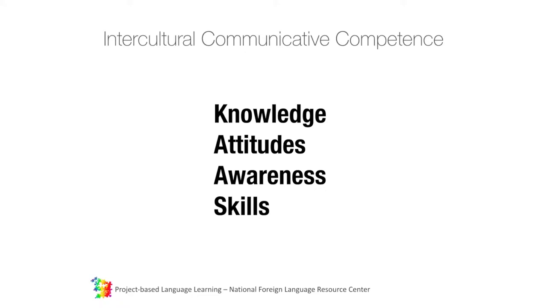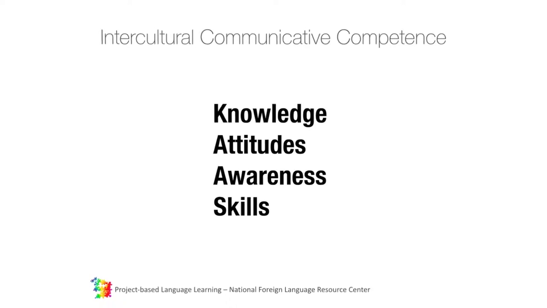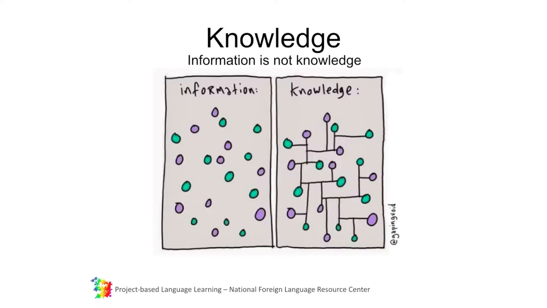Let's consider them briefly. Learning cultural facts or acquiring information about the target culture is necessary to achieve ICC, or intercultural communicative competence. However, just knowing the facts is not enough. When we learn a language, we also need to understand how those cultural facts are interpreted or connected by individuals in the target culture. In other words, learners need to be able to understand those facts from the perspective of the target culture.